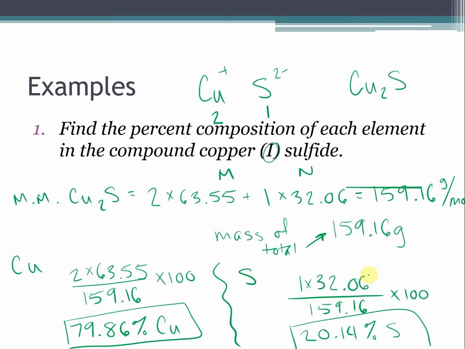So again, it's the piece that we are looking for over the whole thing times 100. And just to double check ourselves, we can add these together. 79.86 plus 20.14. Adding those together, we do get 100%, which is a pretty good sign that we've worked this problem correctly. So we can go ahead and move on to our next problem.